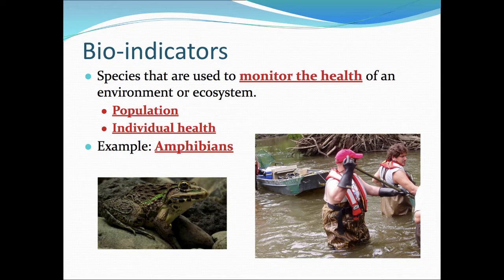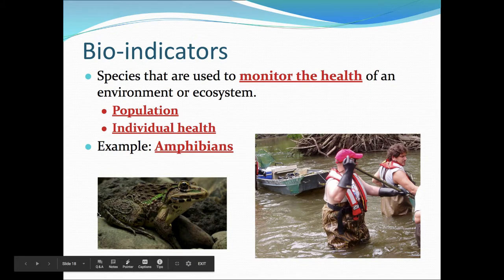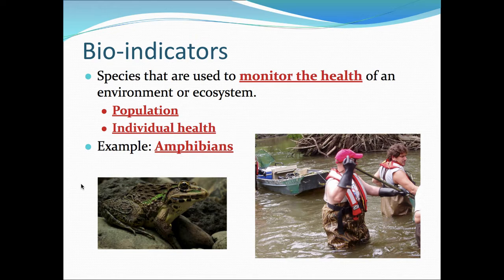water quality indicator, bioindicators. So bio means live, just like biosphere. These are animals and plants that we're going to use to monitor the health of the environment or ecosystem. And we can either look at whole groups, or we can look at individuals and their health. All right, a really good example of a bioindicator are amphibians. All right, because if you think about it, amphibians are things like frogs and toads. Frogs spend part of their life in water and part of their life on land.